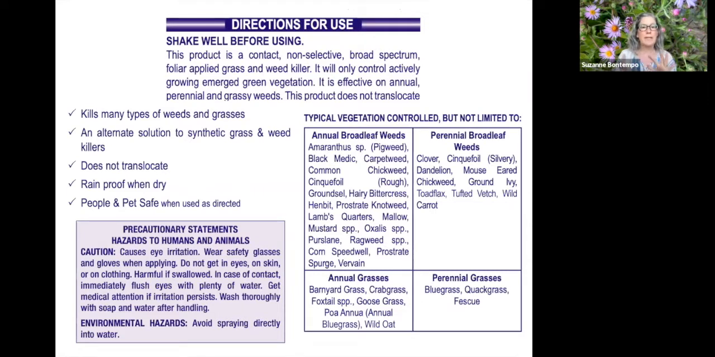Now, people and pet safe when used as directed. It's very important. Eco-friendly products are going to be people and pet safe when we follow the directions. I'm not going to point any fingers or judge anyone, because I myself do this. We don't always read the label, right? Again, we think because we can buy it, it's safe to use.